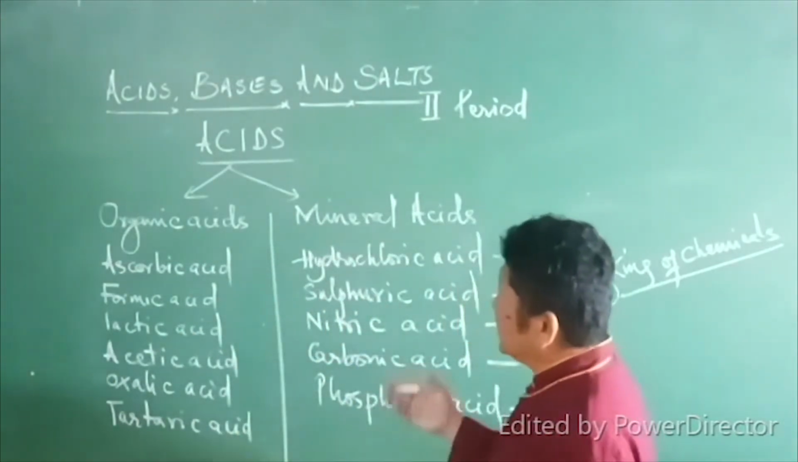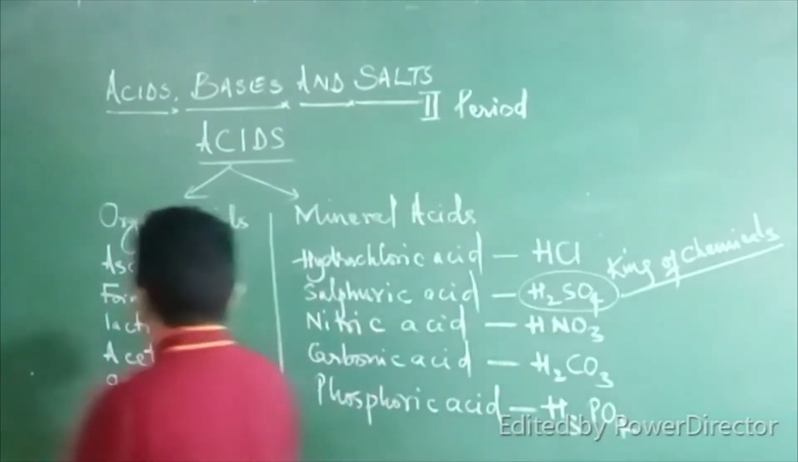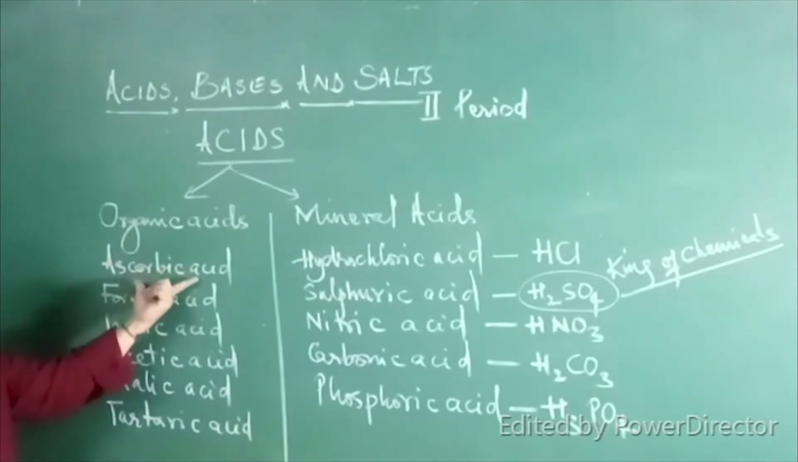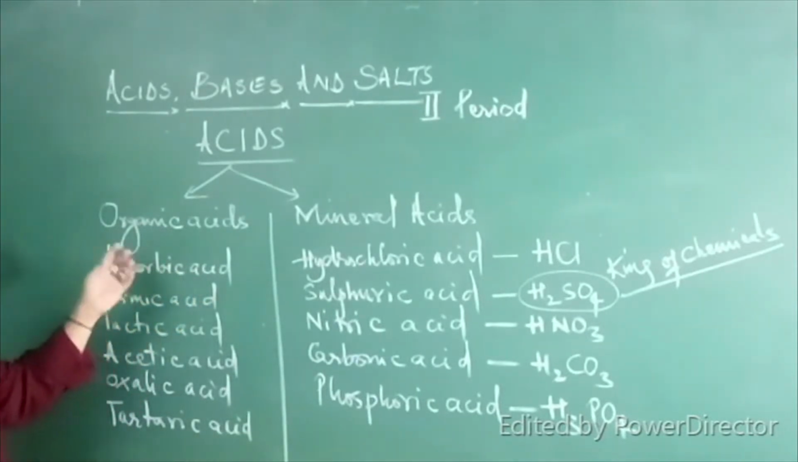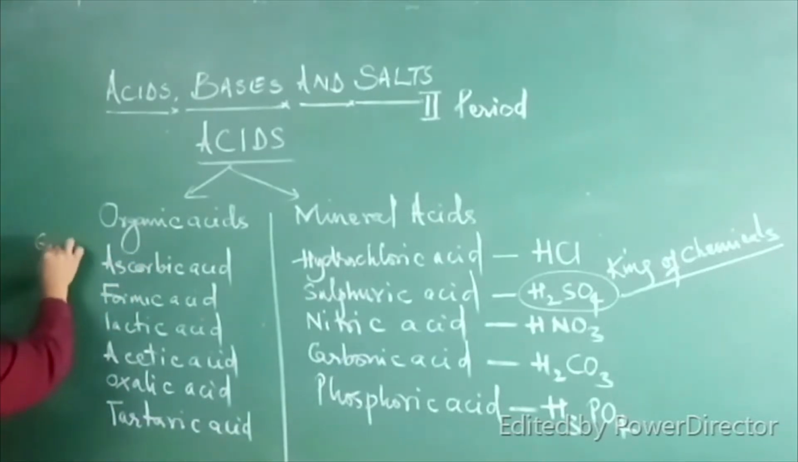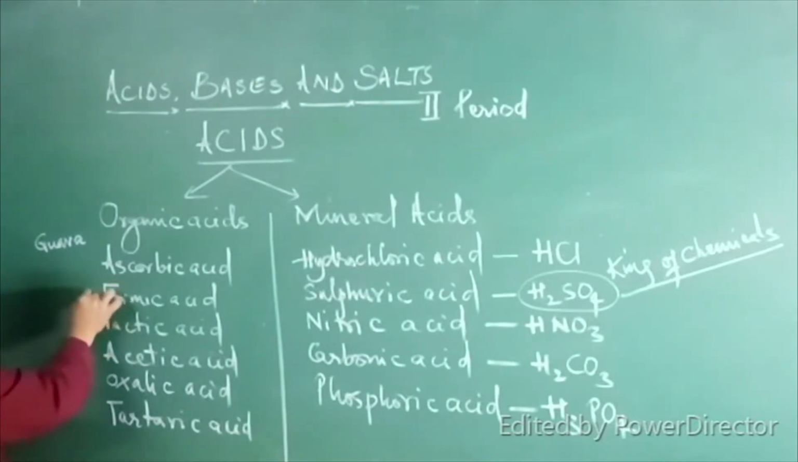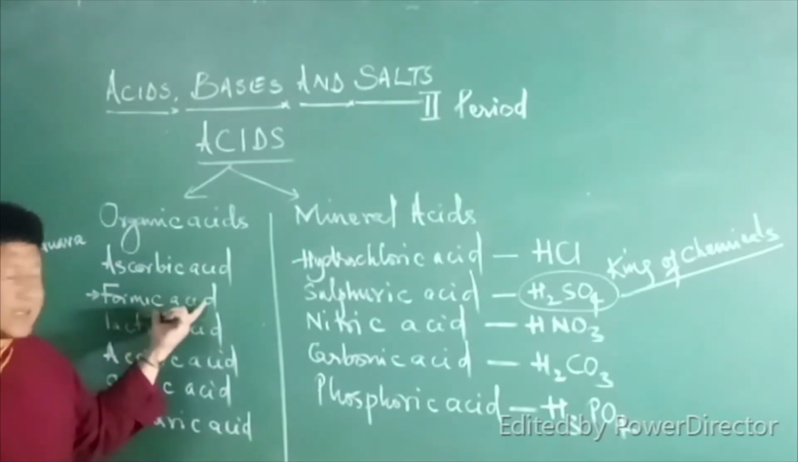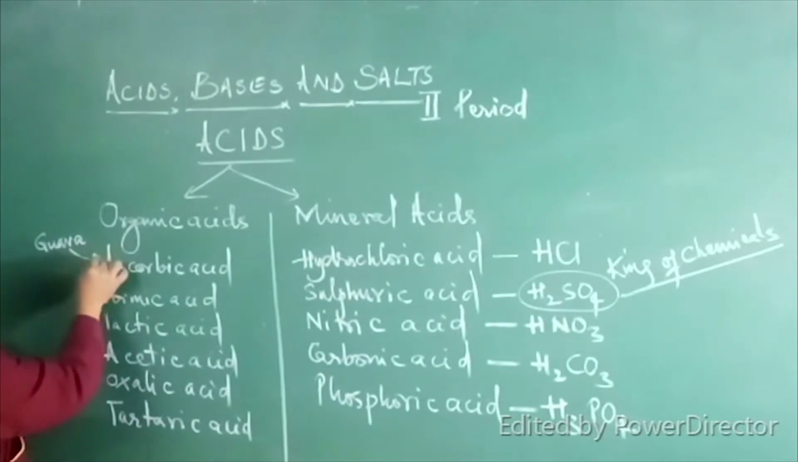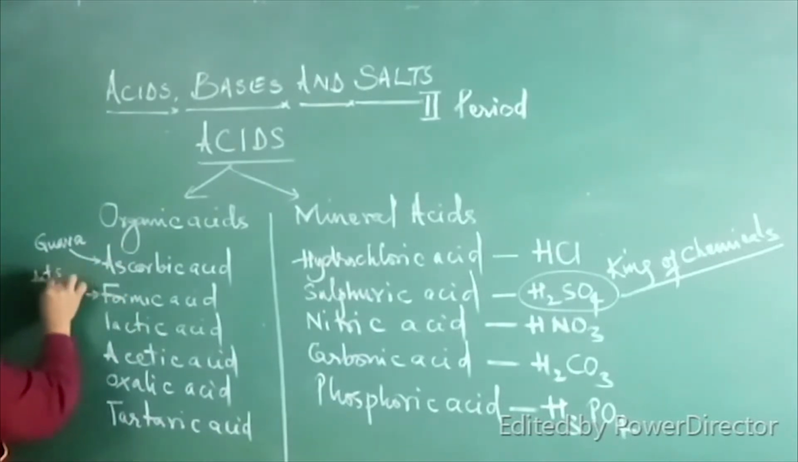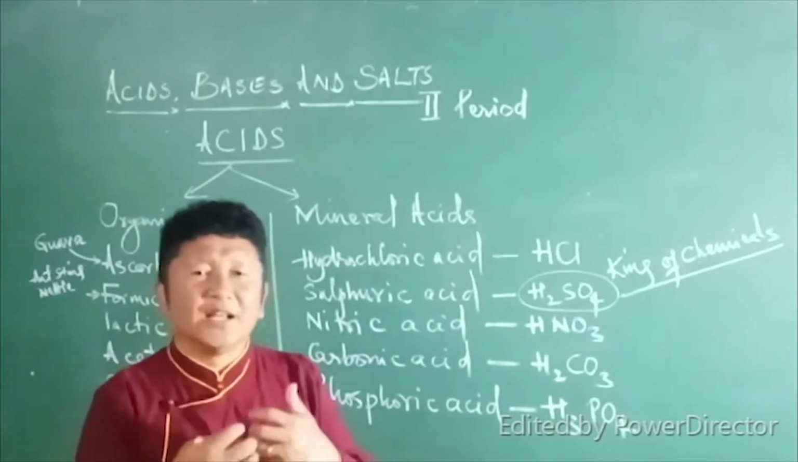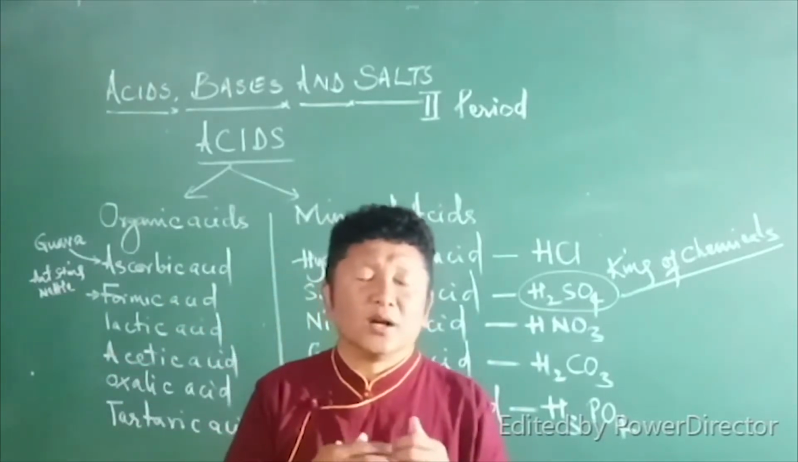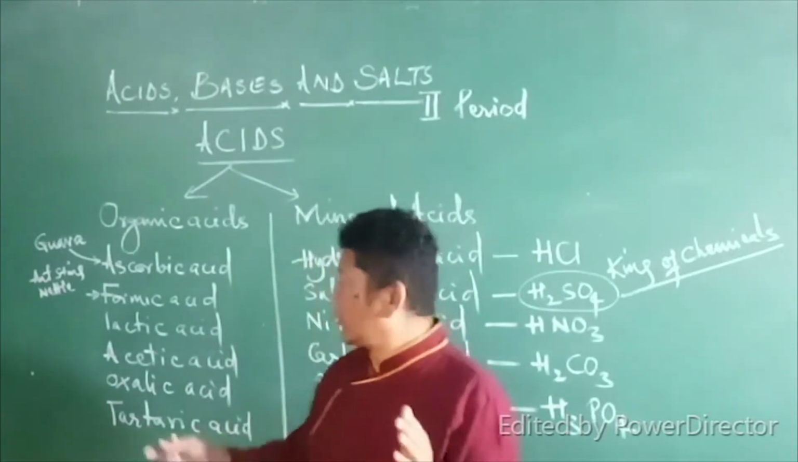Ascorbic acid and the other acids are found in plants and animal products. Formic acid, also known as methanoic acid, is found in ant stings. When an ant stings, the acid released is formic acid.